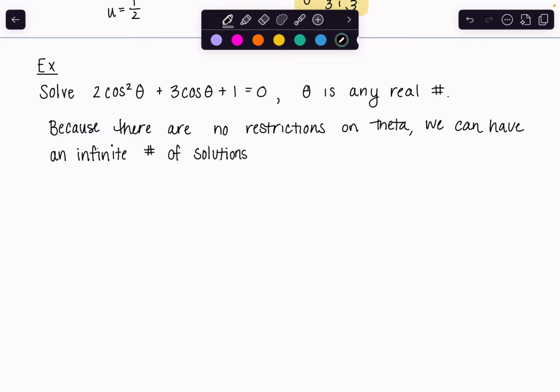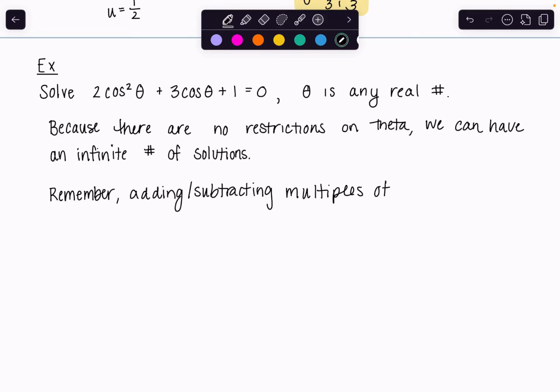It's possible that there is no solution, but if something is going to work, then anytime I land at that spot on the unit circle, it will also work. So here you want to remember that if you add or subtract multiples of 2 pi, this lands you on the same spot of the unit circle.